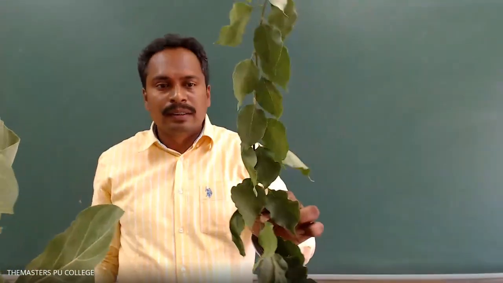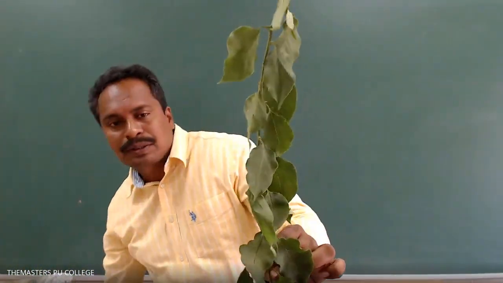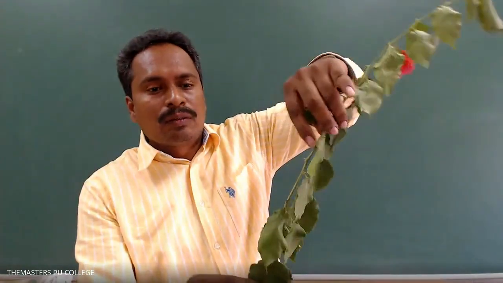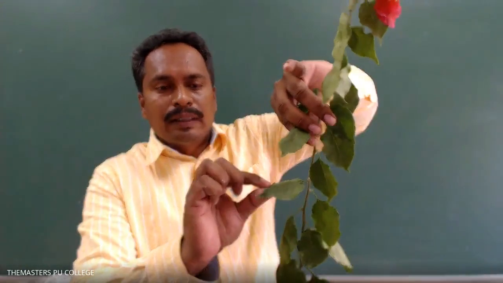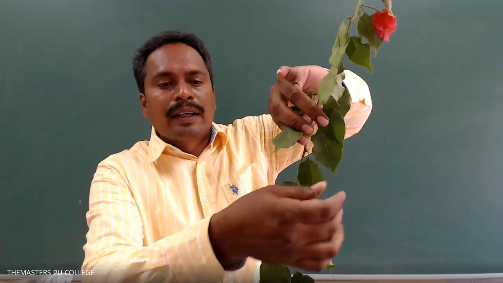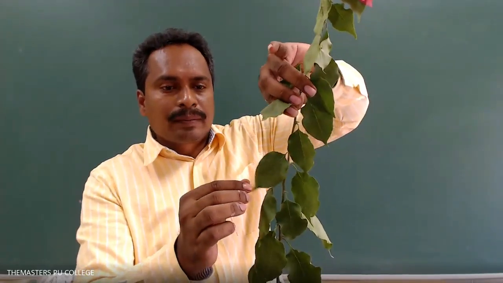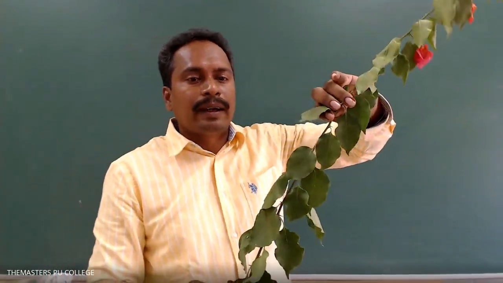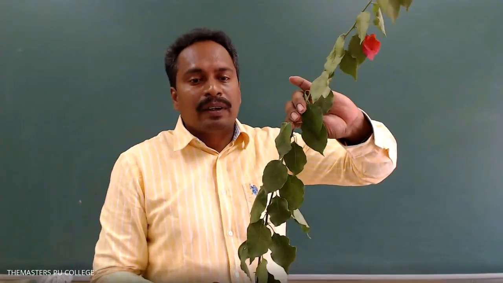So in this branch, how are the leaves arranged? Alternate. Very good, alternate manner. So one leaf is arranged from each node, in an alternate manner. What are the given examples as per NCERT for alternate phyllotaxy? Sunflower, mustard, Hibiscus, China rose.